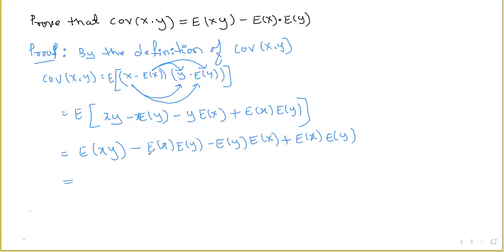Now, what are the remaining things? See, minus expected value of x into expected value of y, and plus expected value of x into expected value of y. If you observe clearly, these two terms get cancelled, right? So now whatever we have as the remaining things: expected value of xy minus expected value of y into expected value of x.